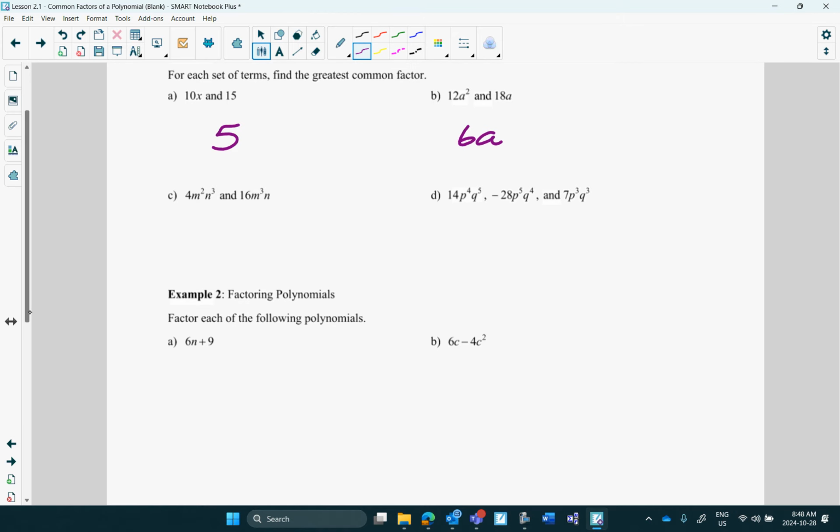How about this one? 4. What else? m squared. I can take out m squared from each of them. Can't take out m to the third because there's not enough m's here. And good. How about this last one? 7.